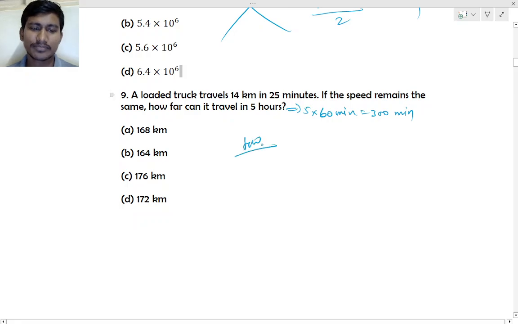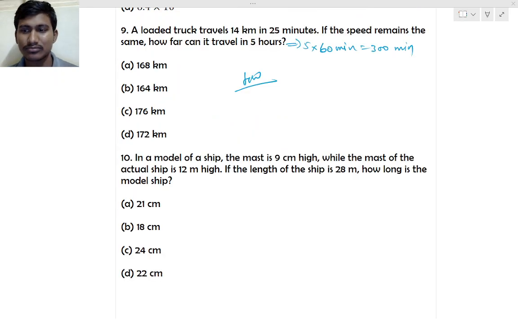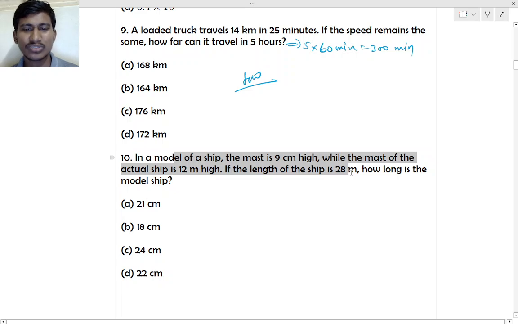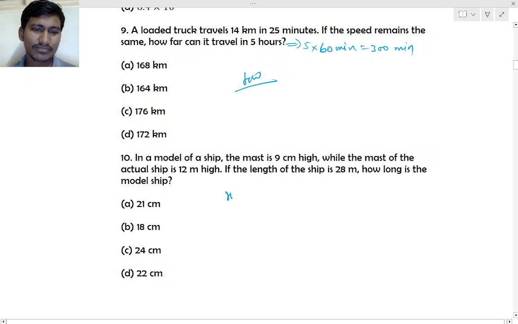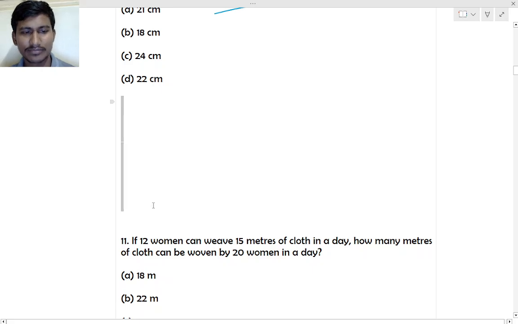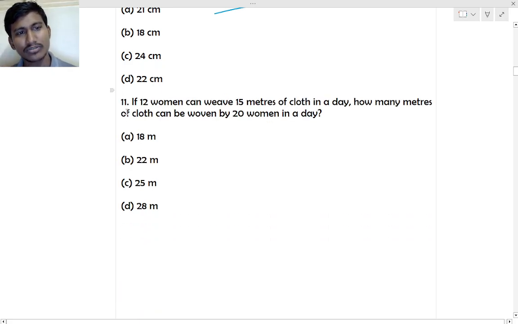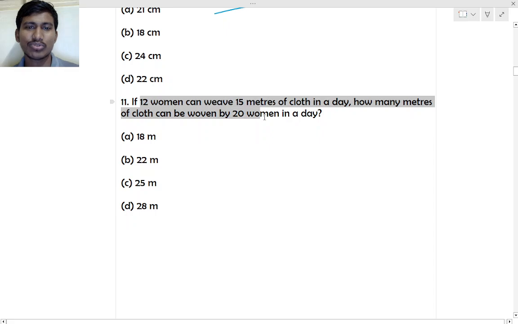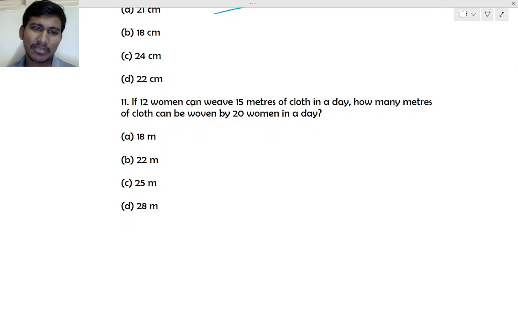Will you do homework? Yes, sir. Okay, good. The next one is also the same, homework. Next is the 11th. 12 women can weave 15 meters of cloth in a day. How many meters of cloth can be woven by 20 women in a day? So it will be more. Same, cross multiply. Homework.